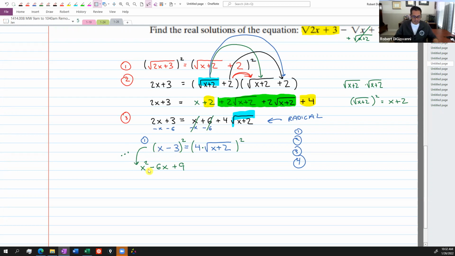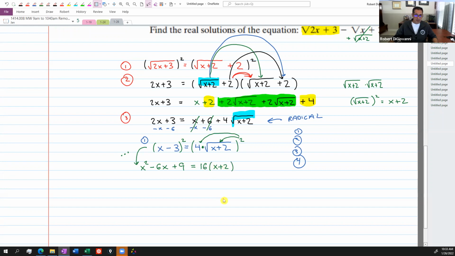Not showing that step. On the right-hand side, because there's multiplication right there, I can square the 4, which gives me 16. And then I can square the square root, which kills the square root, and I just have the x plus 2 there. But it's important, because there's a 16 in front, that when I kill the root, I leave the x plus 2 in parentheses. It's got to still be there so that the 16 can distribute through.